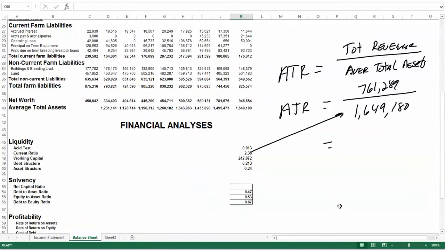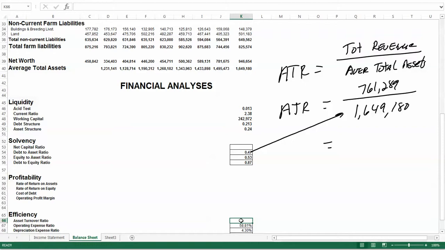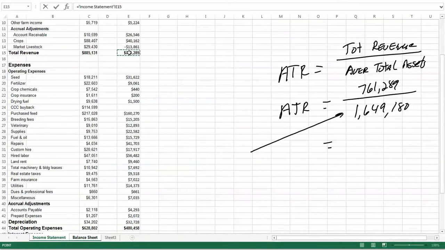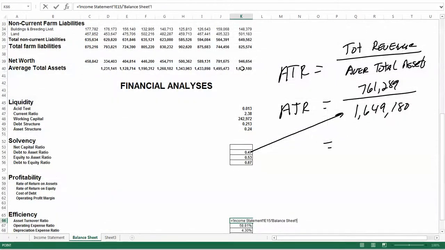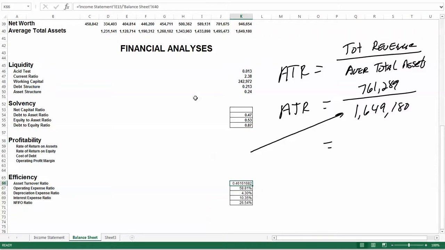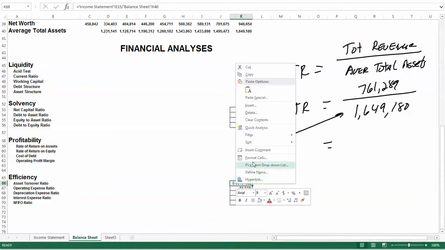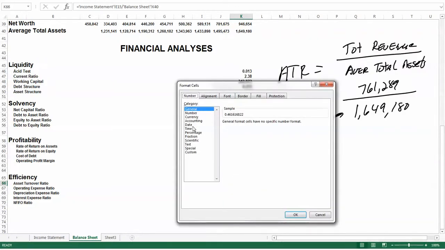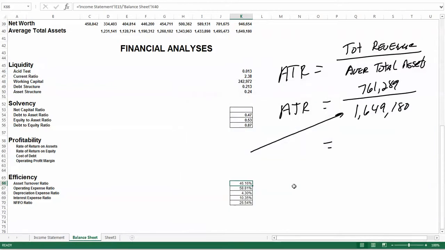So when we solve that, let's go back to the balance sheet. We'll go to the asset turnover ratio, and what we'll do is go equal to, and we'll go to the income statement. We'll get total revenue divided by, we'll come back to the balance sheet and get average total assets. And we get 0.4616. Now let me change that right quick to a percentage. Okay, now what does that number mean?